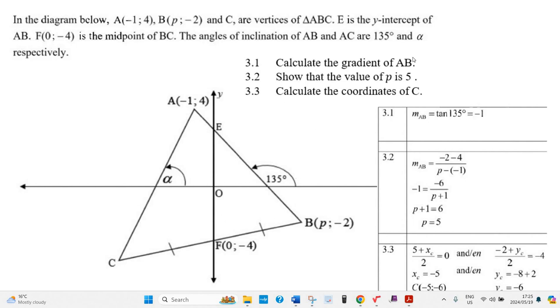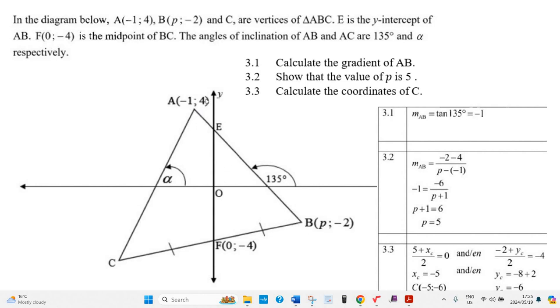Okay, let's try. Calculate the gradient of AB. Well, if you've got the angle, you've got the gradient, because the tangent of the angle is the gradient. So the very first question, the gradient of AB is the tangent of 135 degrees, which is -1. Then they ask you to show that the value of P is 5. Well, we know the gradient is -1.